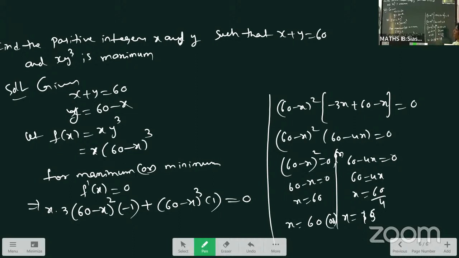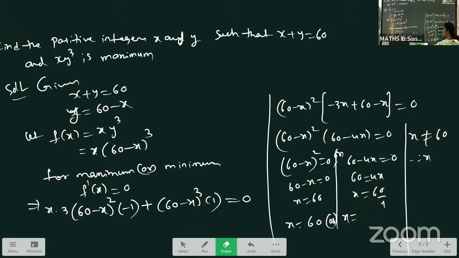But only one value will be satisfied. If you take x is equal to 60, the other value must be what? Both sum is 60, as given. If you take x is 60, the other will be 0. So if the other value is 0, in xy cube, x into 0 becomes 0. So that is why, what logic you have to write? X not equal to 60. Therefore, x is equal to 15 you can take. Therefore, x is equal to 15.